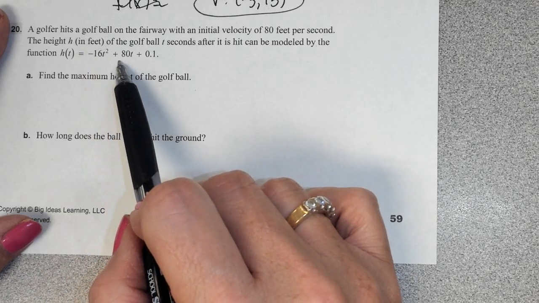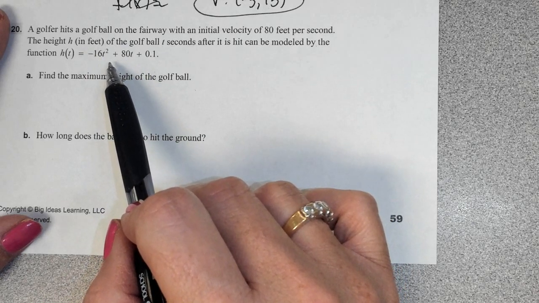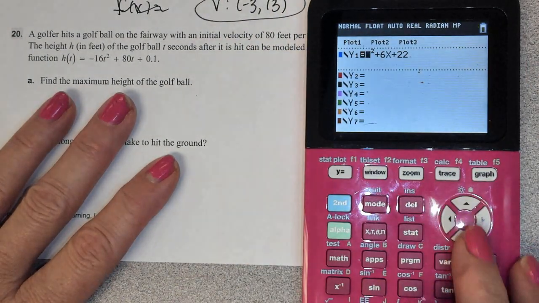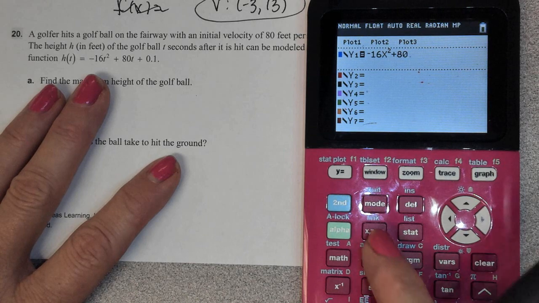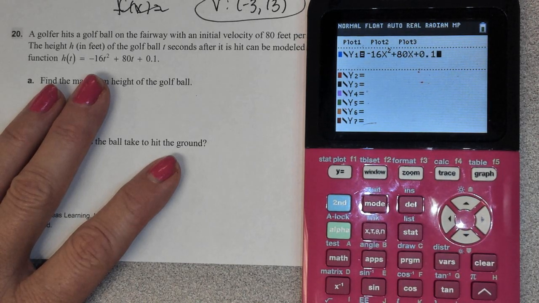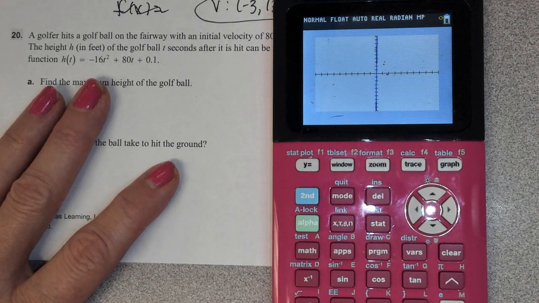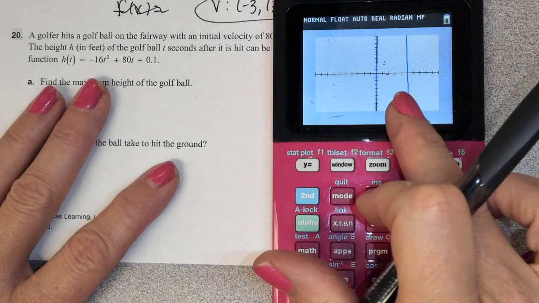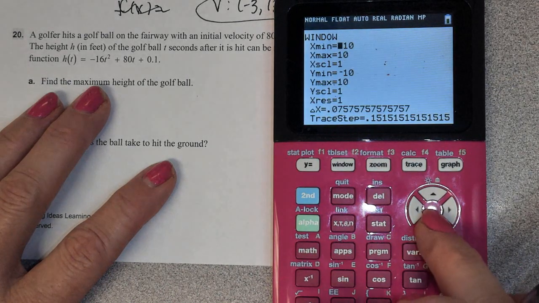I need to find the vertex. Is my best method to do completing the square? No. I would go straight to the calculator here. We have large numbers. It's going to be pretty difficult. So I'm going to put in -16x squared plus 80x plus 0.1. If I do a zoom 6, I am not going to see anything. Maybe just a little tiny piece of that. Oh, there. Actually, I saw more than I thought I would. Okay, so I want to see the maximum height of the ball. It's way up there. Go to the window.